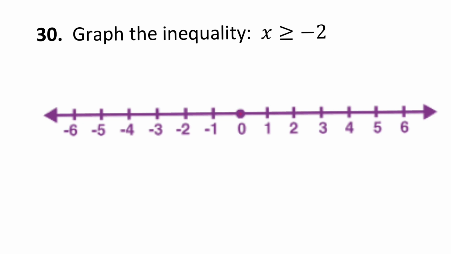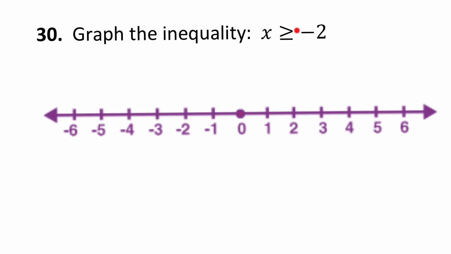Question 30, graph the inequality. Now here, guys, look at the inequality. X is greater than or equal to -2. We're going to use a number line. We're not going to actually use the coordinate plane, the x-axis and the y-axis. We're just going to use an open circle or closed circle, and it is on the number line.